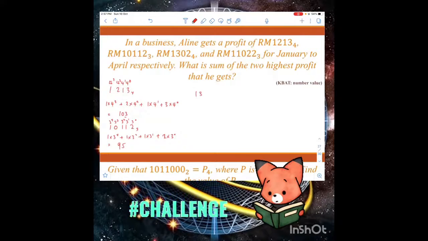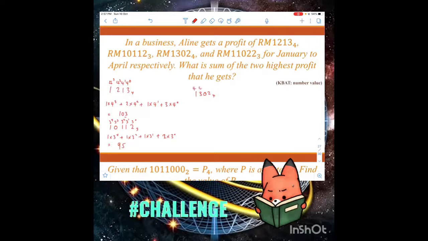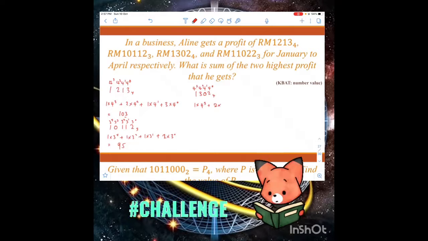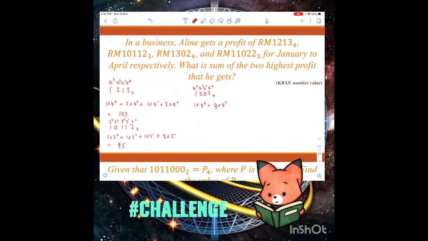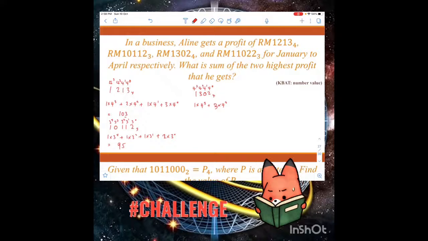So we go to the next number, which is 1302 base 4. So we write the powers 0 1 2 3. So we're going to have 1 multiplied with 4 to the power of 3, plus 3 multiplied with 4 to the power of 2. 0, we don't have to multiply, because when we multiply 0, we will get back 0, and plus 2 multiplied with 4 to the power of 0. Why do we need to multiply 2 with 4 to the power of 0? Because 4 to the power of 0 is 1. There is still a value there. So by using a calculator, you will get 114. Okay, the value is 114.